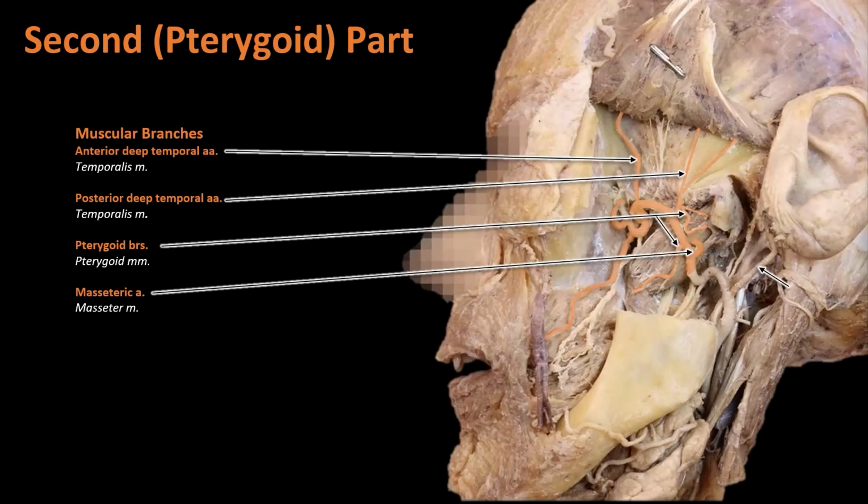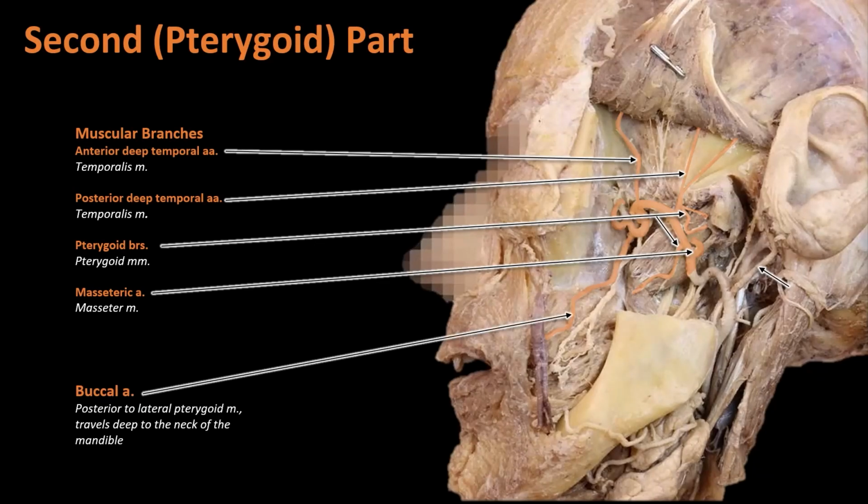The second, or the pterygoid part, is where all the branches to the muscles of mastication originate. There are two sets, anterior and posterior, of deep temporal arteries, some pterygoid branches, and a masseteric artery. Also branching here is the buccal artery, which travels with the buccal nerve on the cheek.